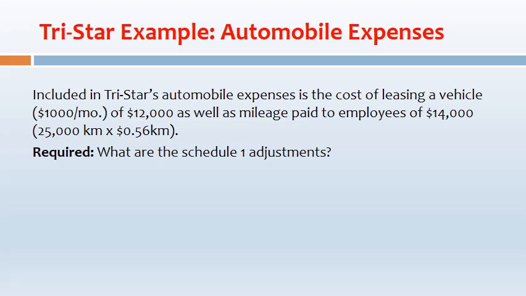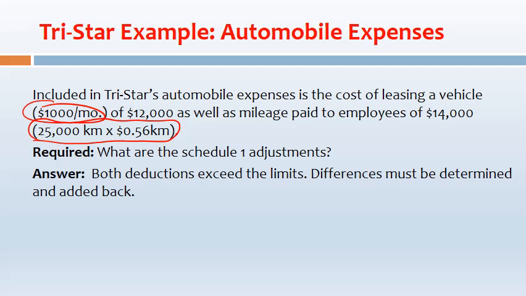So included in their expense line item on their income statement would be the cost of leasing a vehicle, and they deducted it at $1,000 a month. So the total was $12,000, and mileage paid to employees of $14,000, and this was determined by taking 25,000 kilometers driven times 56 cents per kilometer. So what are the Schedule 1 adjustments that are required here?